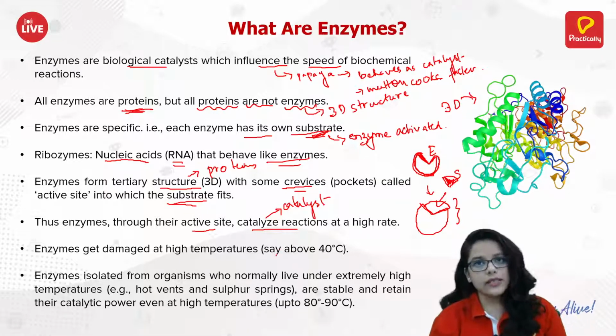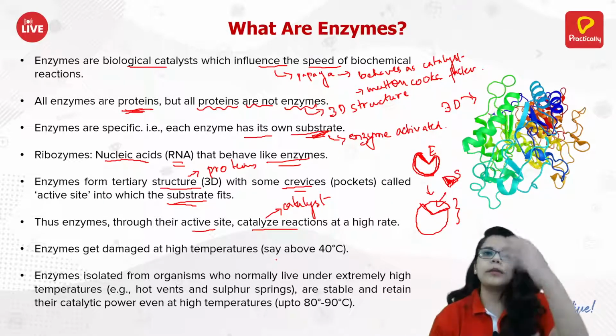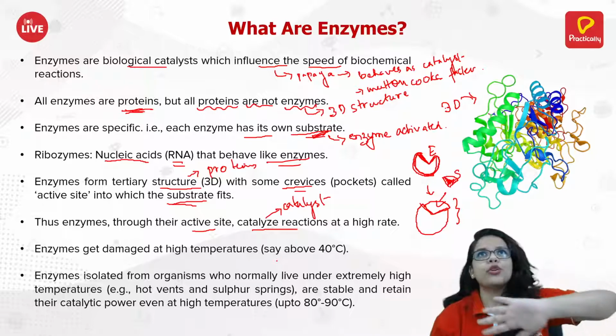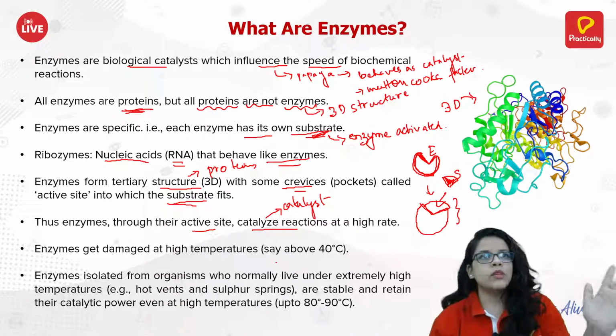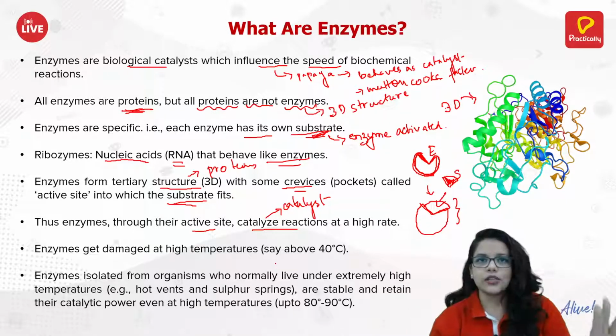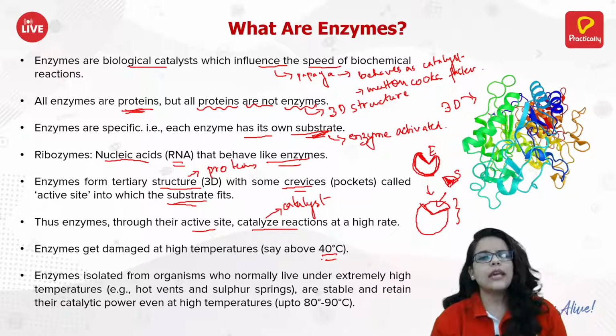Now, there are some enzymes. Most of the enzymes actually work at an optimum temperature. The optimum temperature for most of the enzymes is around 25 to 35, 37 degrees Celsius. When it is high temperature, such as 40 degrees Celsius, the enzymes tend to get damaged. Their protein structure, they get denatured.